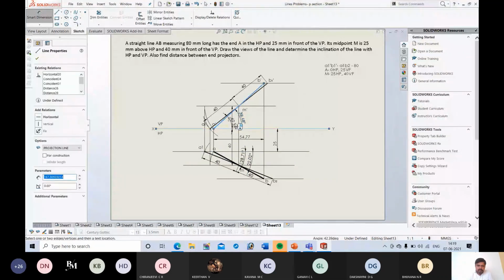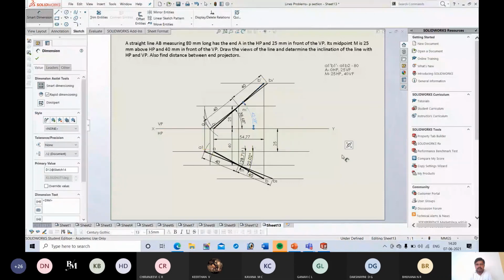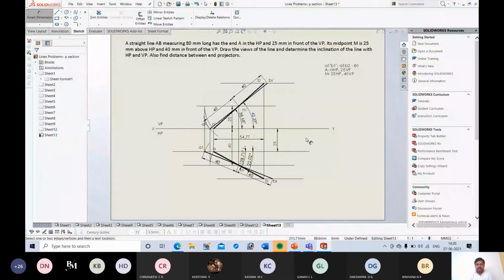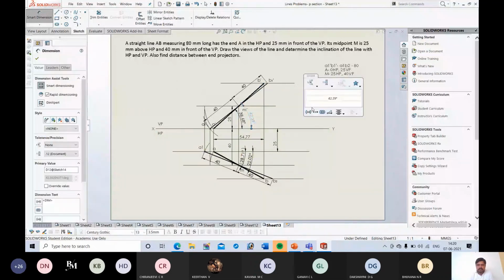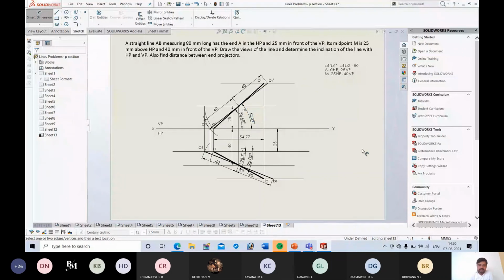Always alpha will be greater than theta and beta will be greater than phi. So false inclinations are greater than true inclinations. False length is always less than true length, but false angles are greater than true angles. So this completes the projection of the line.